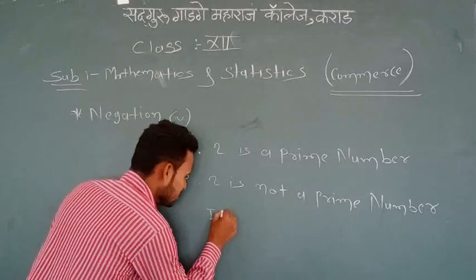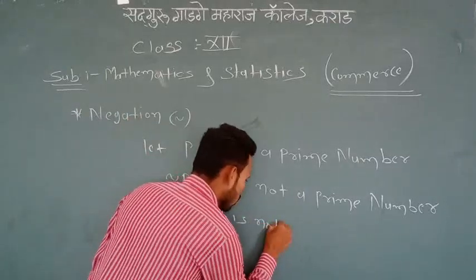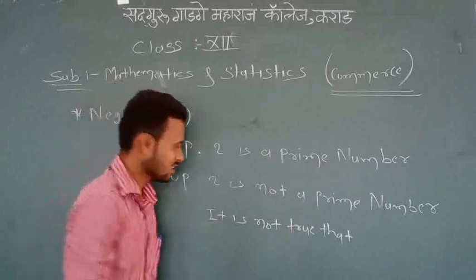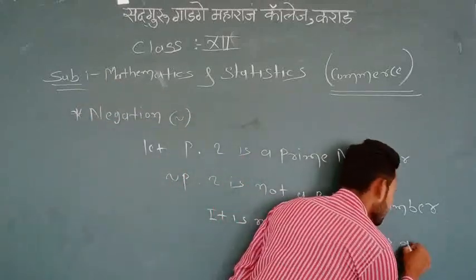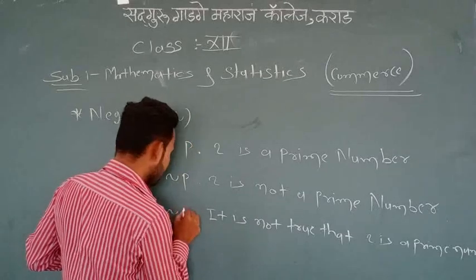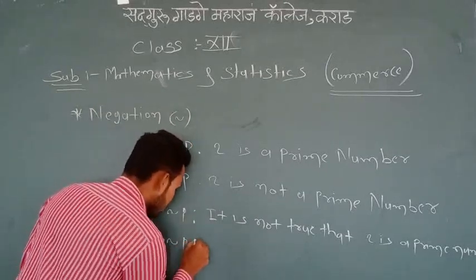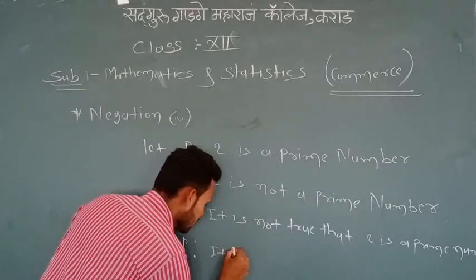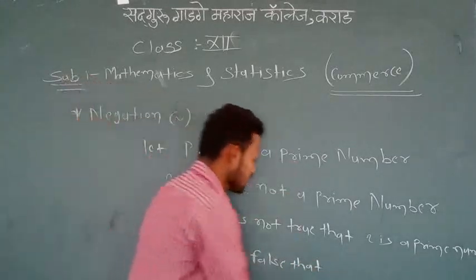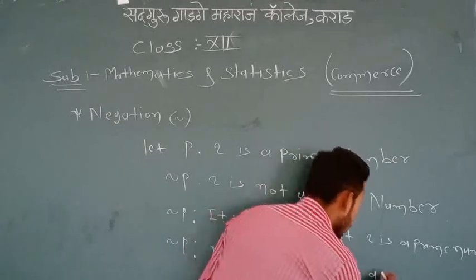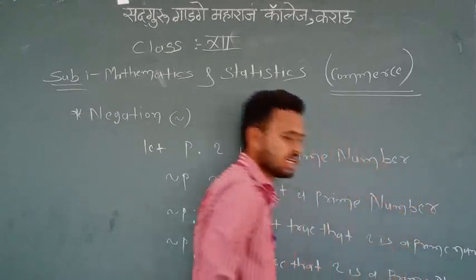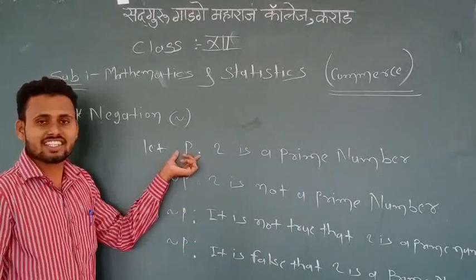Or if I say it is not true that 2 is a prime number, writing this whole statement as it is, this is also the negation of P. Similarly, it is false that 2 is a prime number. These three are the negation of that statement.